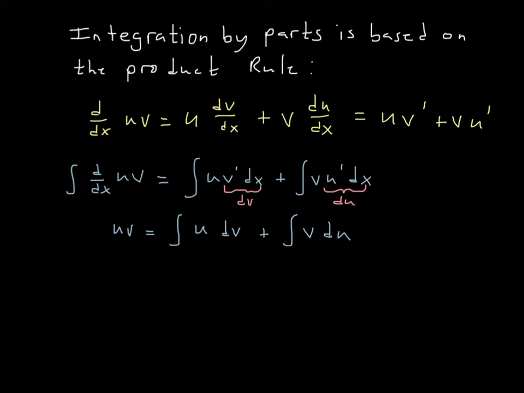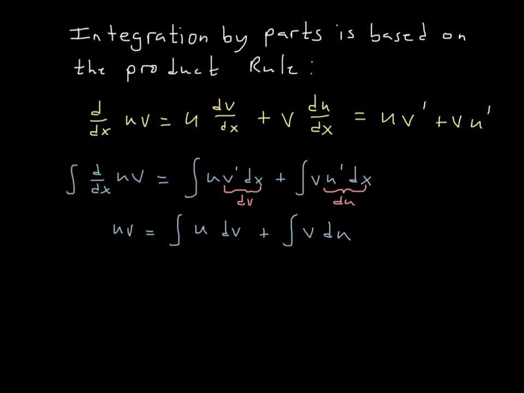So if I go and integrate both sides, I take the integral of the derivative of uv, equal to the integral of uv prime dx plus the integral of vu prime dx. Now, keeping in mind that this portion here is equal to dv, and this portion here would be equal to du. Well, remembering how the antiderivative and the derivative undo each other, the result is u times v equals the integral of u dv plus the integral of v du.